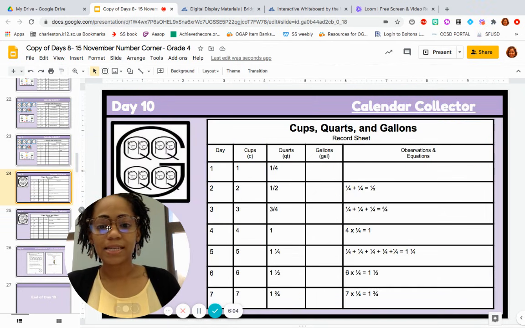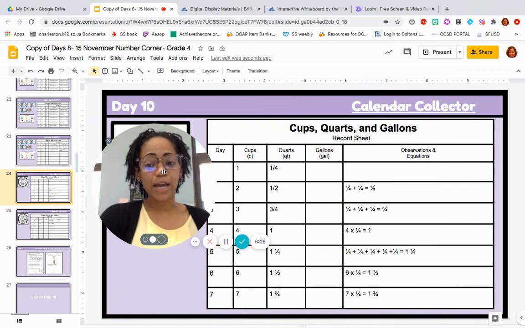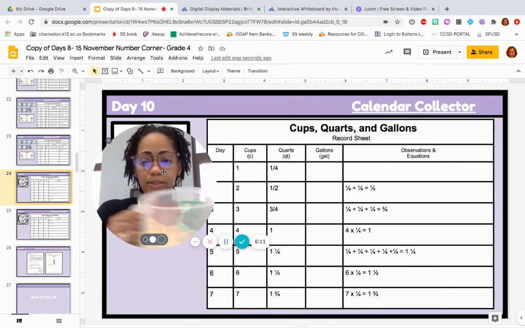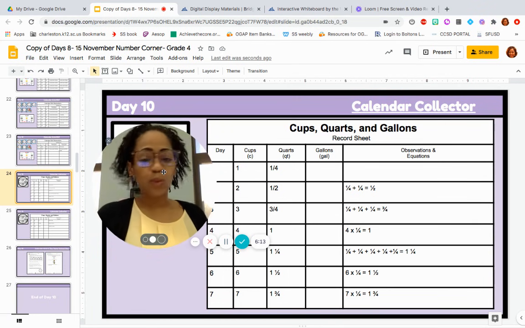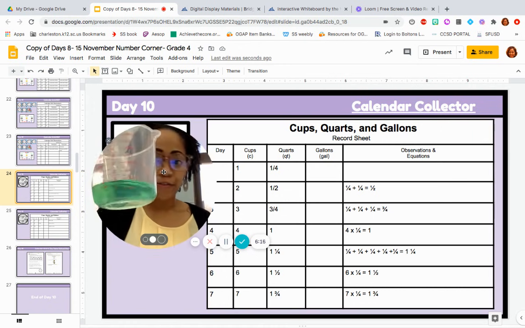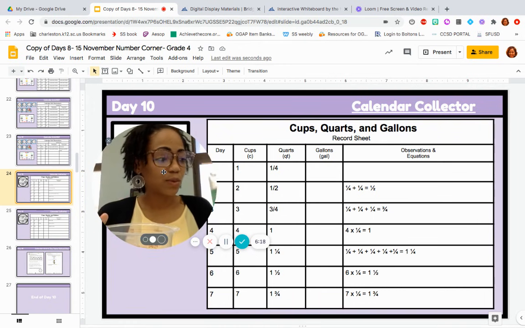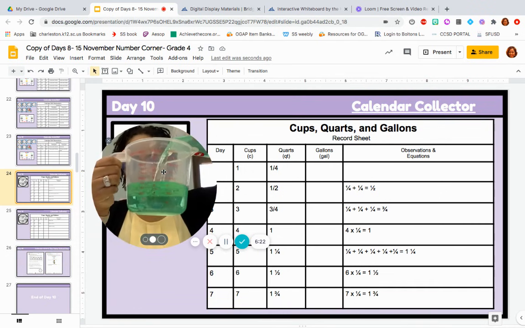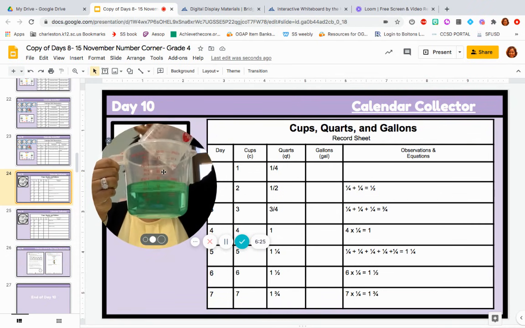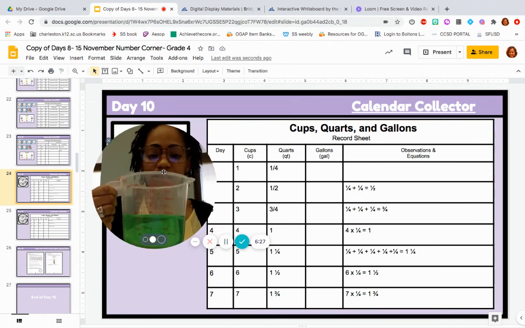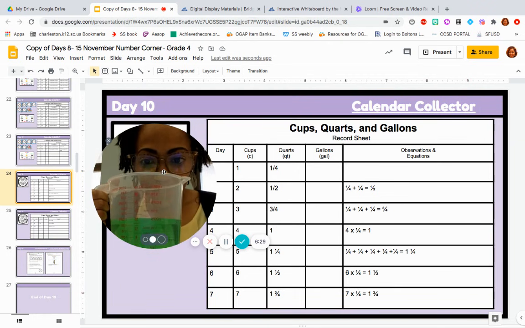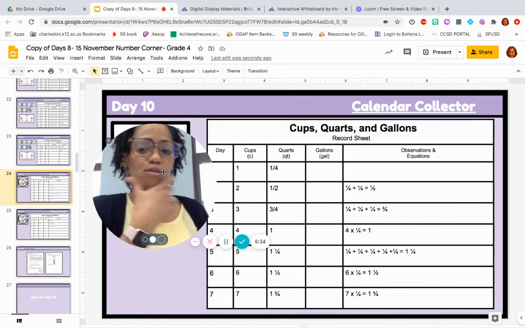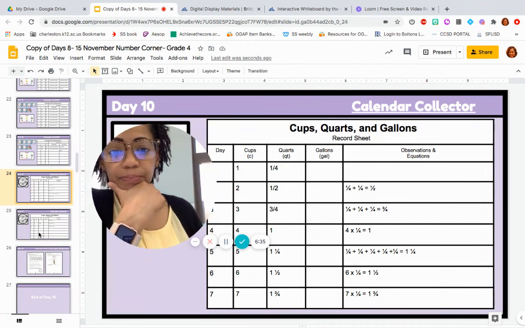So today is day 10, which means we are adding our 10th cup to our quart. We have 2 full quarts, and then we have a fourth of another quart. So once I add this cup, I now have a half. You see that? Now we have 2 cups. Okay, so let's fill it in.